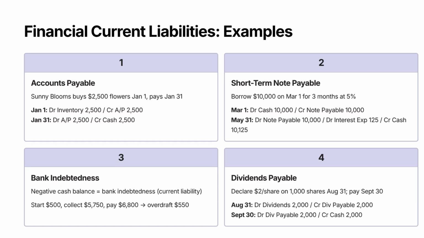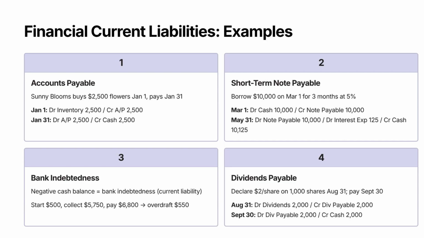Sunny Blooms Co. buys $2,500 of flowers on January 1st and pays January 31st. Entries: January 1st, debit inventory $2,500, credit accounts payable $2,500. January 31st, debit accounts payable $2,500, credit cash $2,500. Simple. The obligation exists the moment you receive goods on credit.